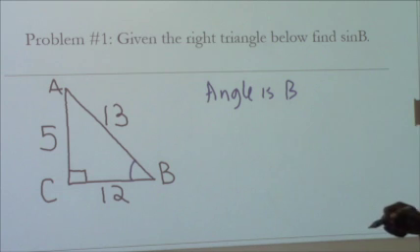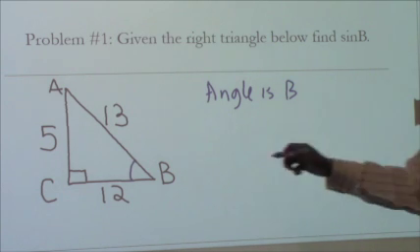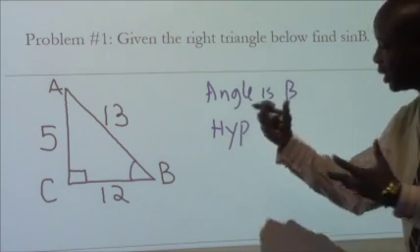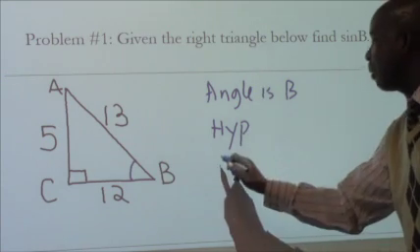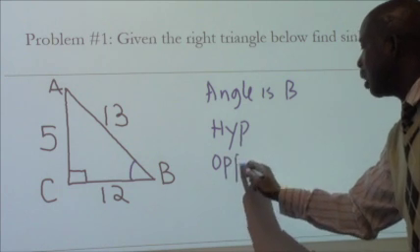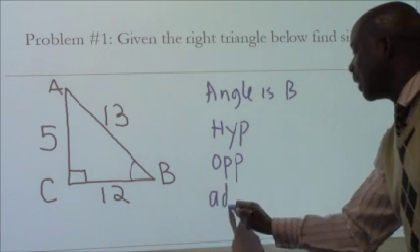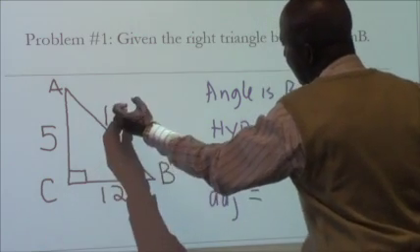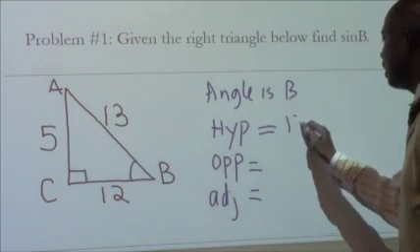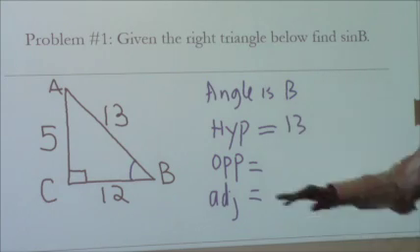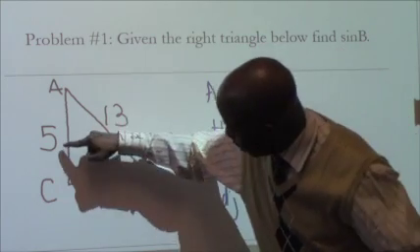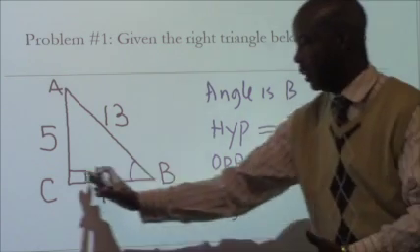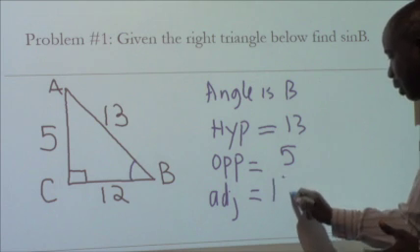So in relationship to B, let's identify key things. Let's identify what is going to be the hypotenuse. In this case, it's going to be the side opposite the right angle. Let's see the opposite, and then let's also identify the adjacent side. So the hypotenuse is the side opposite the 90-degree angle. So in this case, it's going to be 13. The side opposite B. So here's my angle B right here. Opposite is going to be the side AC, which has a length of 5. And the adjacent side obviously will be the side CB, which has a length of 12.